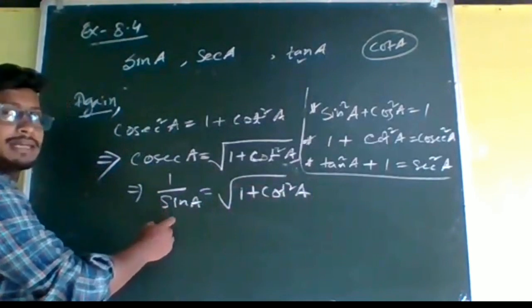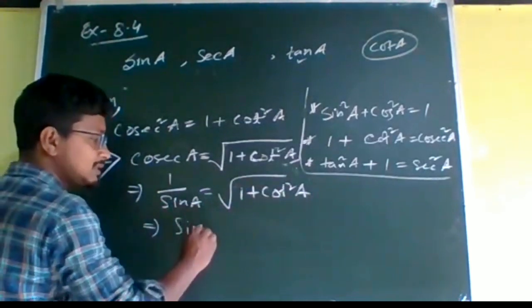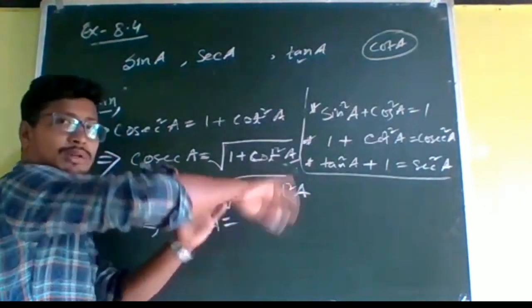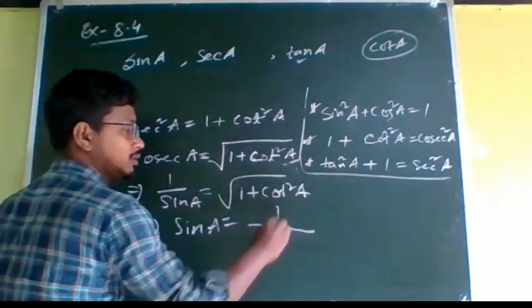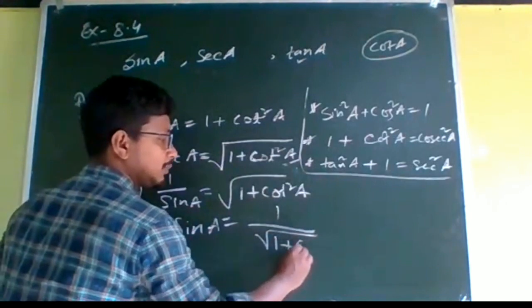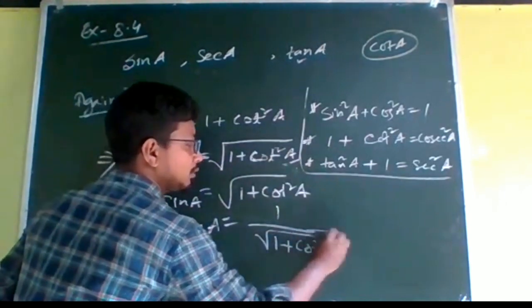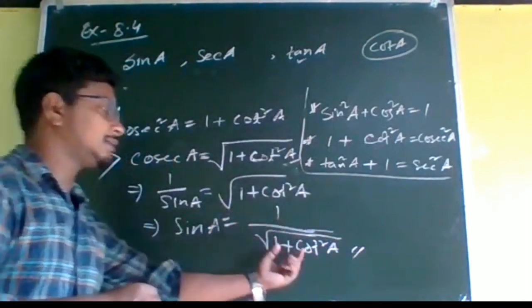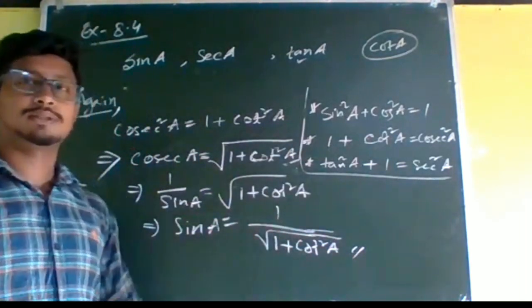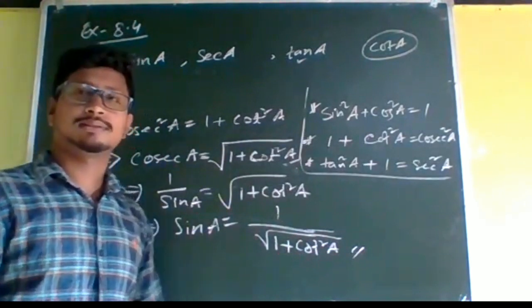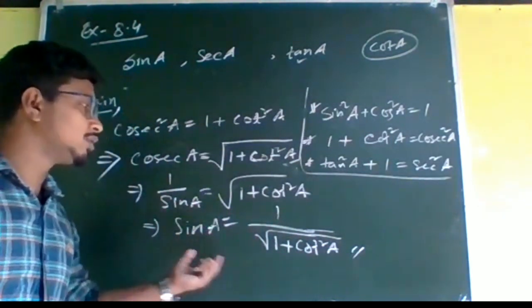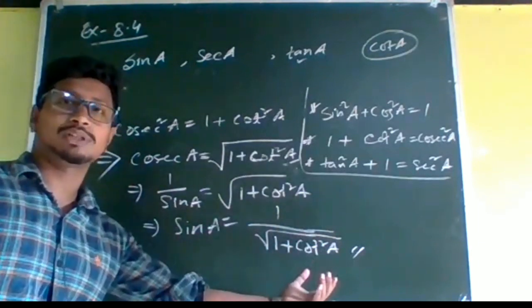Now we need sin a. So what we'll do, I will just reverse it. Sin a, this side the 1 has gone down, that means this side also it will be reversed, like multiplicative inverse. So 1 by 1 plus cot square, 1 by square root of 1 plus cot square, and this is our sin in terms of cot square. We have expressed it, that is finished.